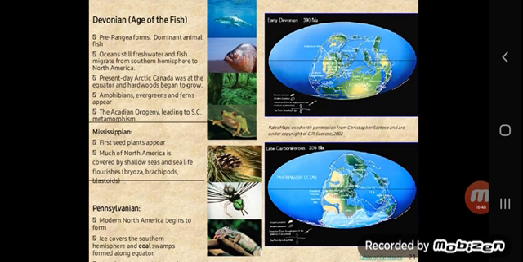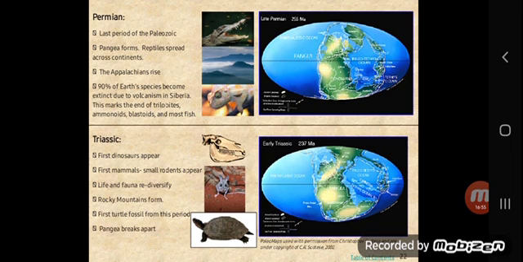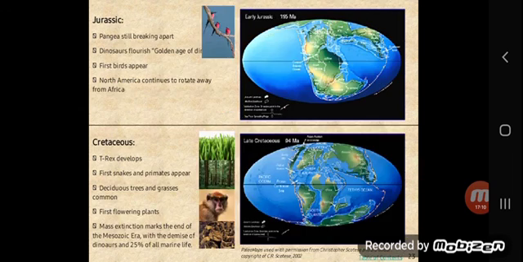Devonian, age of the fish. The next is the Mississippian and the Pennsylvanian. The Permian, last period of the Paleozoic. The Triassic is when the first dinosaurs appear. First mammals, small rodents, appear. Life and fauna rediversify. Rocky Mountains form.